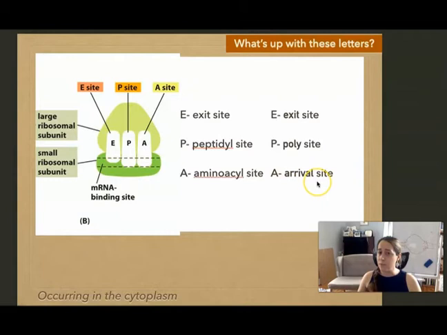The A is the arrival site, so the arriving tRNAs go to this site. The P is the poly site because that's what is going to often hold the polypeptide, and the E is the exit site because that's where the tRNAs are going to leave.